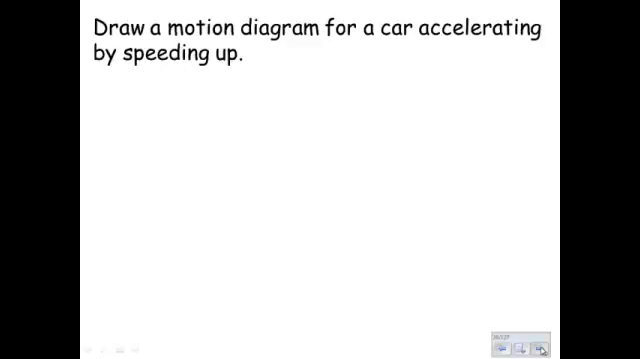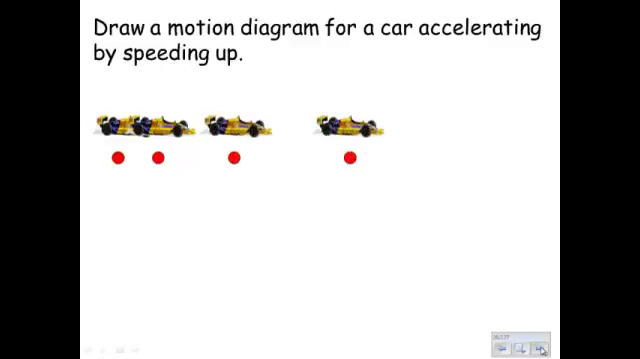Motion diagrams can also represent objects that are accelerating. One version would be accelerating by speeding up. So you would have an object that's getting faster and faster and faster. And notice, since the velocity is increasing, your velocity vectors represented with arrows should be getting bigger in size as your speed increases.